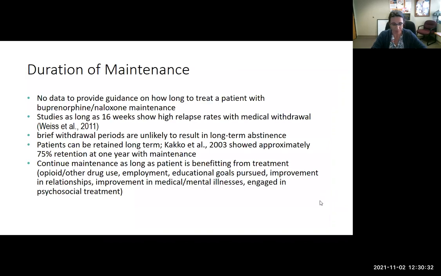And then just briefly about withdrawal, I realize we're already at time here. There's no data to guide us on how long to treat someone, but really we want people to stay on this treatment. We know that it works, and we know that there are high relapse rates when people withdraw off of buprenorphine. So we want people to stay on this long term and continue maintenance as long as the patient is benefiting from treatment.